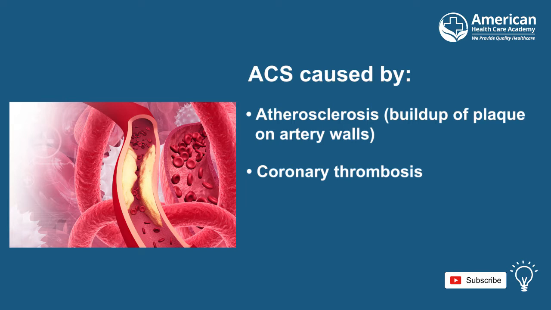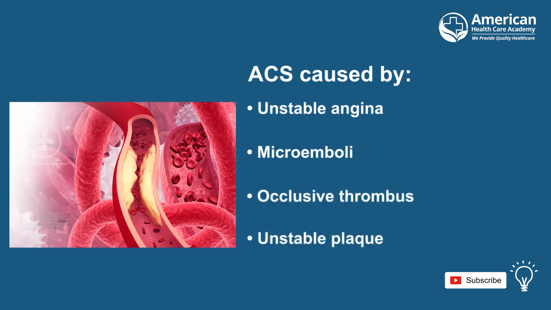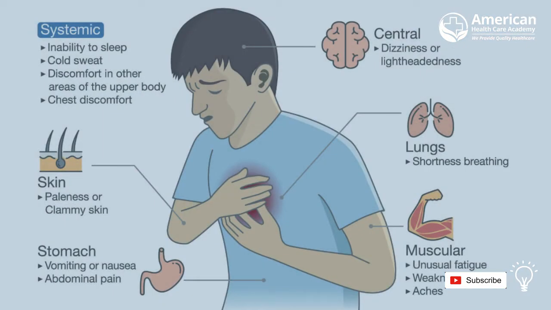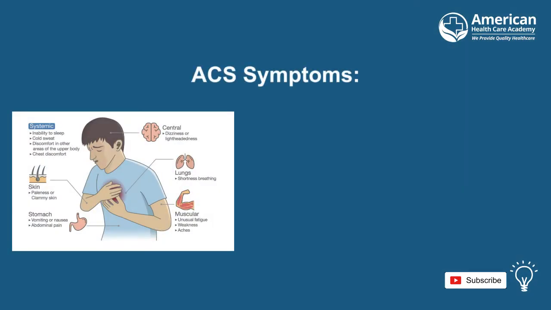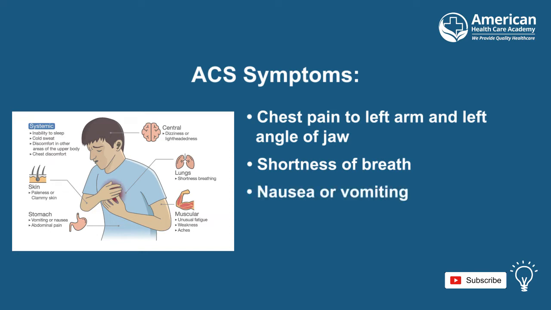There are multiple other conditions that may lead to ACS. These include unstable angina, or UA, microemboli, occlusive thrombus, and unstable plaque. There are many symptoms associated with ACS, although not all who suffer from ACS exhibit them. These symptoms include chest pain radiating to the left arm and left angle of the jaw, shortness of breath, nausea or vomiting, sweating, and palpitations.